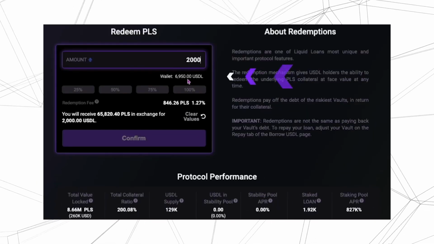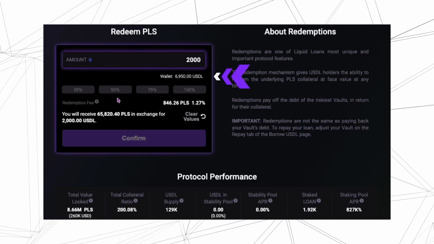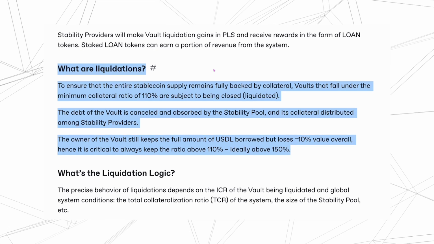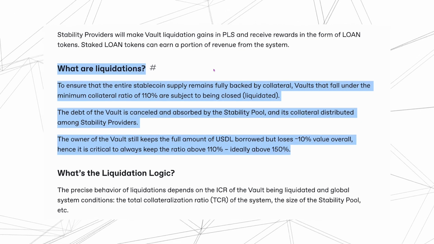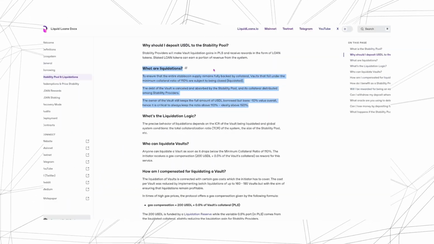Now, how that is done on the Liquid Loans protocol is that people can go into the redemptions area and decide to start to redeem against the lowest collateralized vaults. So how is that different to a liquidation? Well, a liquidation is where you've gotten too close to the margin, too close to the 110% collateral ratio, and your vault is liquidated. So effectively, your USDL is retained, Pulse is lost, and your vault is closed out.